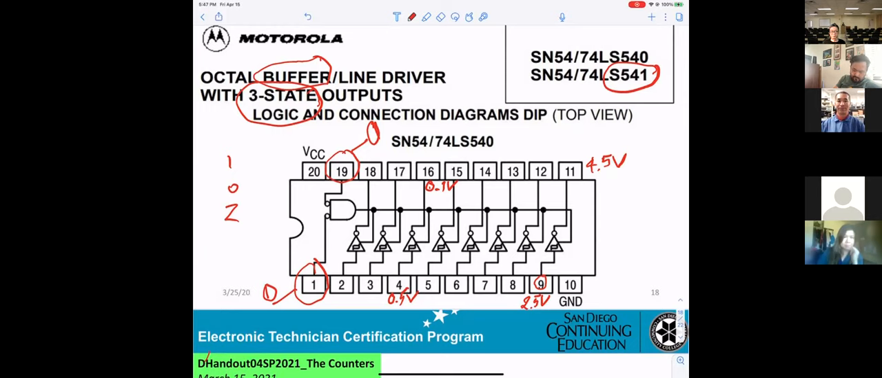However, if they are not enabled, it looks like the IC is not in there. They are not connected into the system. So they are not loading any current from the bus. You understand, one tie-up of the buffer and the different ones will be the same thing. You can get 540, 541, 244, for example, or 245, same thing. They're working the same.